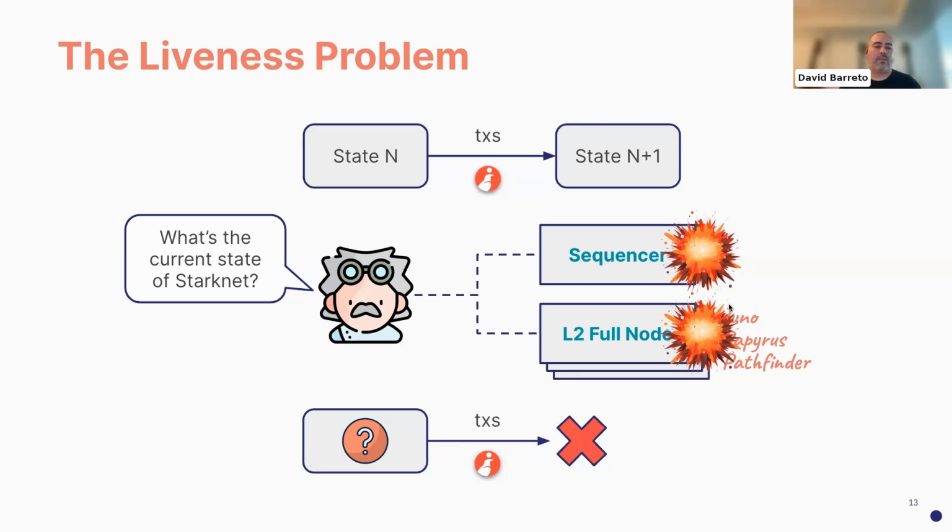And this is a problem of any blockchain, right? If you don't know the current state, even if you know the transaction, your blockchain is going to get stuck because it's a state machine. So you need to know the current state in order to transition to the next state.